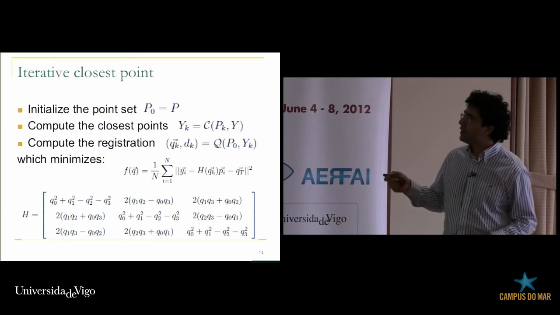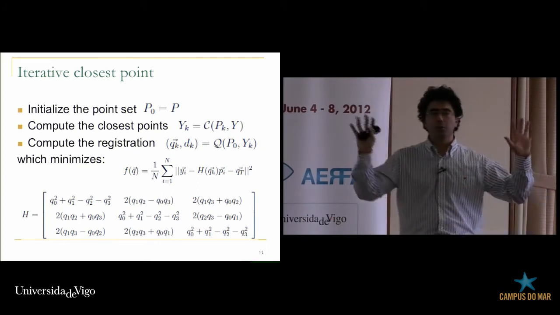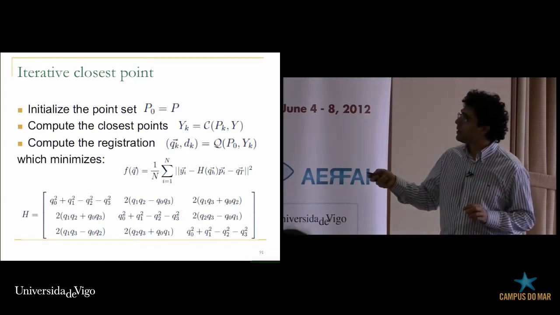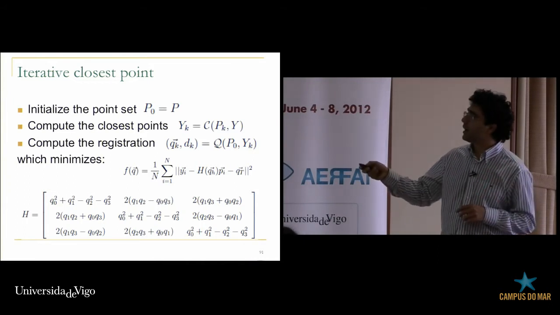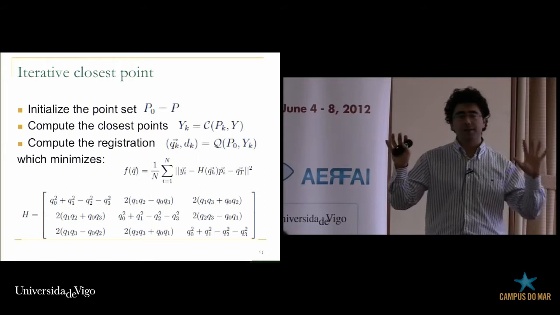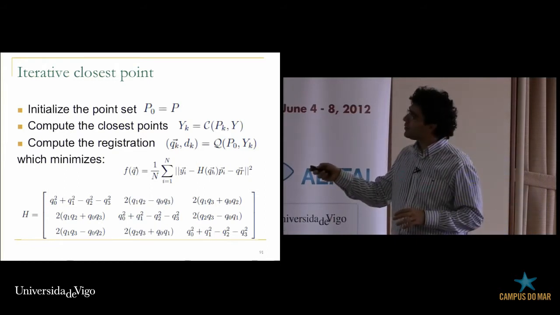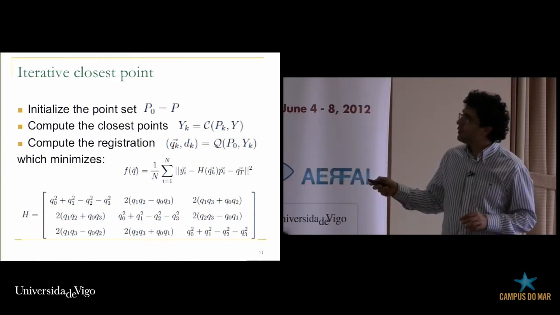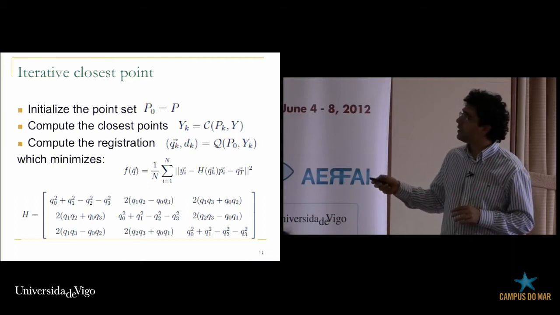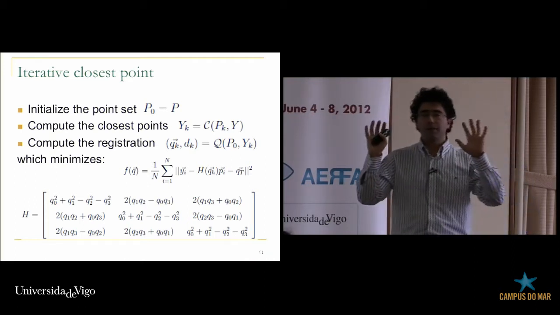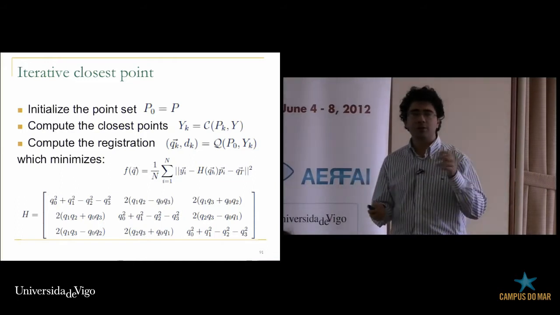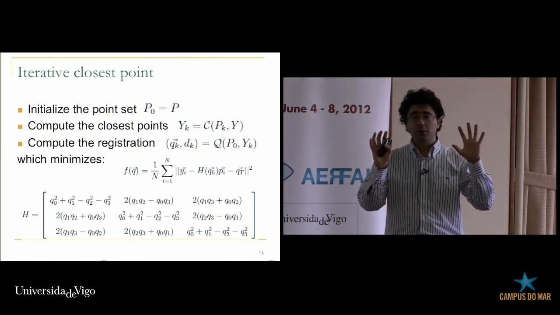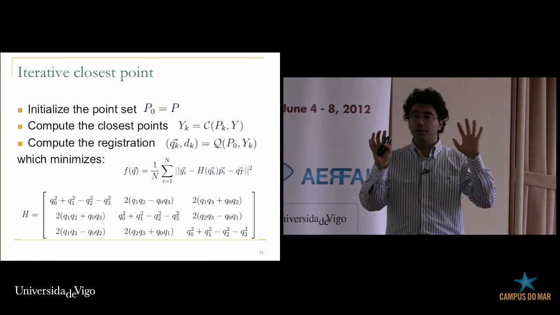Now, for doing ICP, you initialize your point set. Let's say you have 2 point sets that you want to align. P0 is your first iteration. You set it to P, which is the set that you're going to align, and you're aligning it to, let's say, the second point cloud, which is Y. You compute the closest point in P for every point in Y. So that means if I have 30,000 points, typically a laser scanner will give me 30,000 points on the face, I will find the closest point in the second point cloud for 30,000 points.